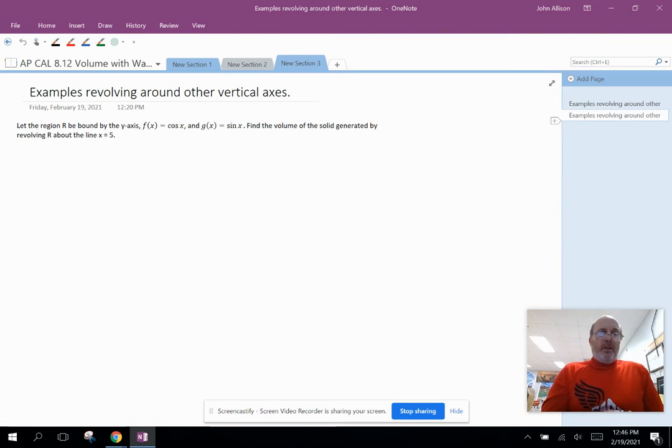Let's do another example. We'll let the region R be bound by the y-axis, f of x equals cosine x and g of x equals sine x. And we're going to find the volume of the solid generated by revolving R about the line x equals 5. As always, we start by graphing. And so we have y equals cosine x. We have y equals sine x.